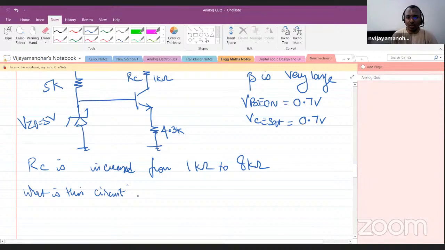Can anybody tell me what is this circuit? Can anybody tell me what is this circuit? Let's see, what is this circuit? Take a quick guess. Analyze it. What is this circuit?